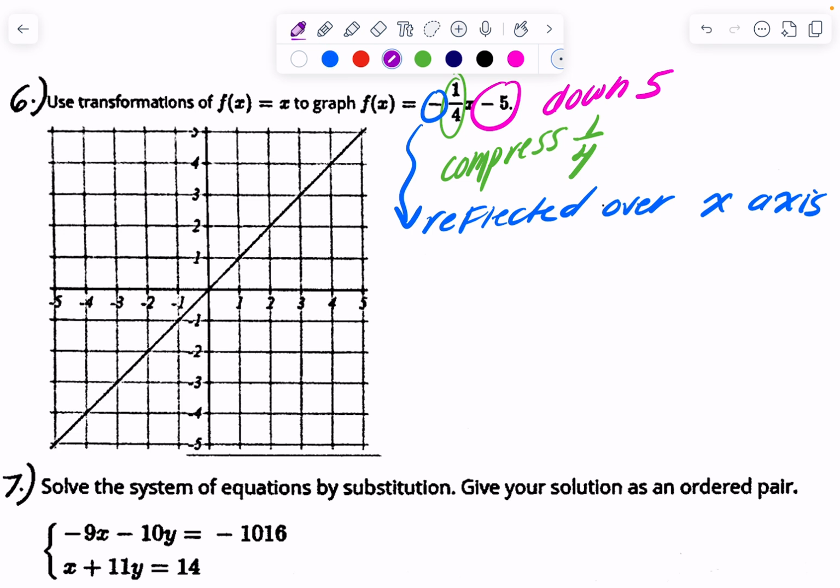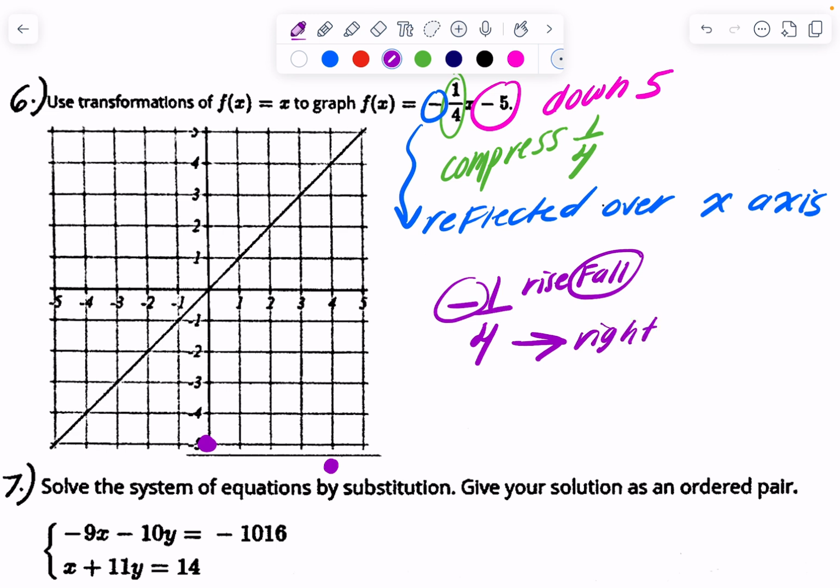But then I would just secretly graph it like normal, but it's already graphed. Wait, oh, no, it's not graphed. That's the parent function. See, it has no shifts. So now I would just graph it like normal. This is my y-intercept of -5. My slope is down 1 over 1, 2, 3, 4. See, -1/4. It's rise or fall, which we're falling because it's negative. And then we're running to the right 4 units. And then remember the -5 is the y-intercept.